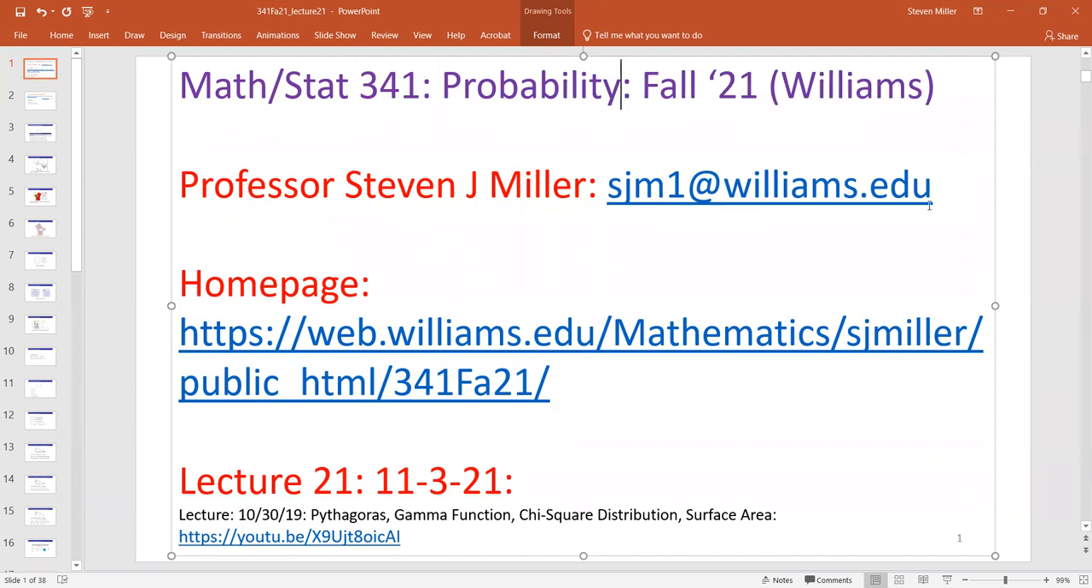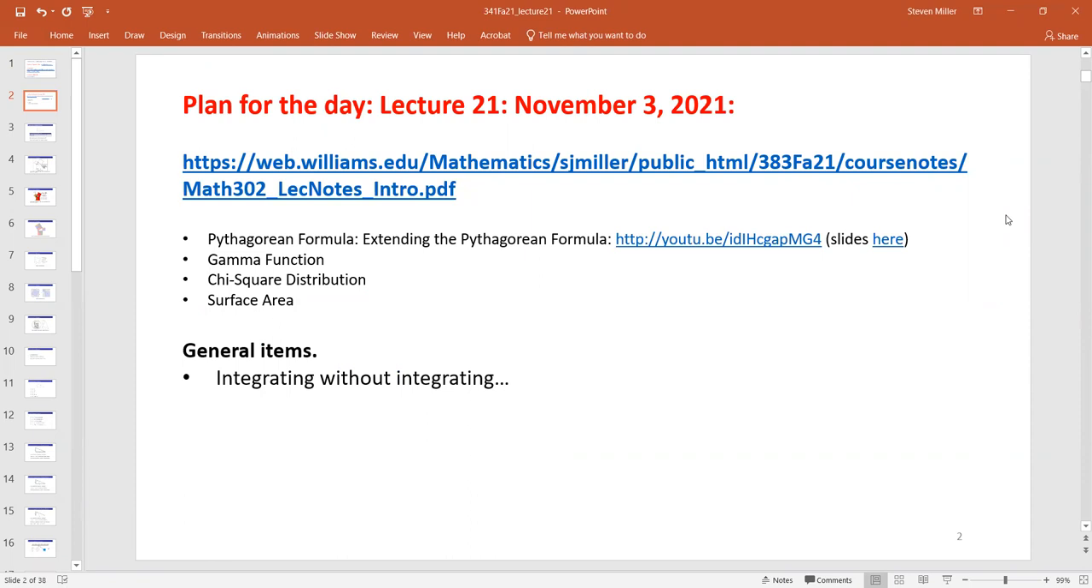What I want to do today is first talk a little bit about the Pythagorean formula, and the reason is to go over how we do proofs, how we think about how you attack something. And then I want to talk about some of the more famous distributions, the gamma distribution, and different consequences of them.